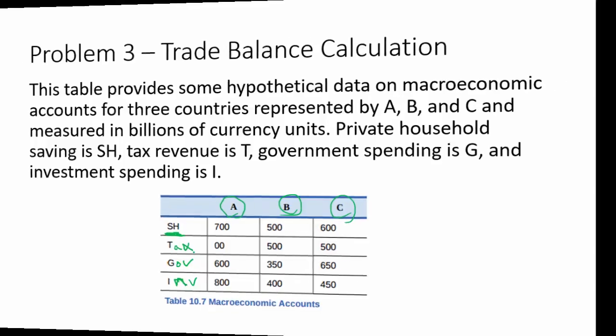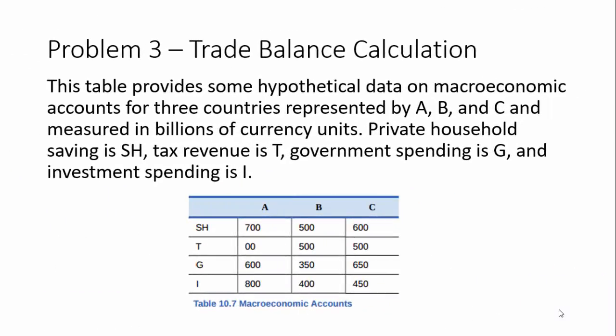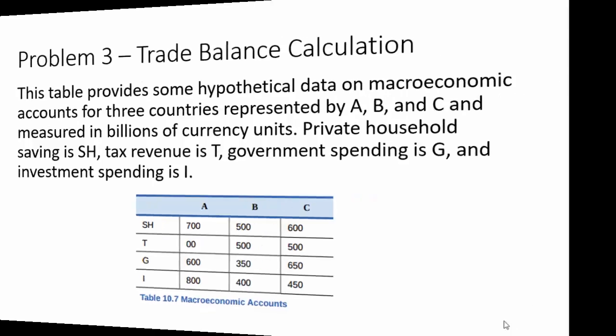This is trade balance. All right, let's do problem 3, trade balance calculation. This table provides some hypothetical data on macroeconomic accounts for 3 countries, A, B, and C, measured in billions of currency units. Private household savings is SH. Tax revenue is T. Government spending is G. And investment spending is I.